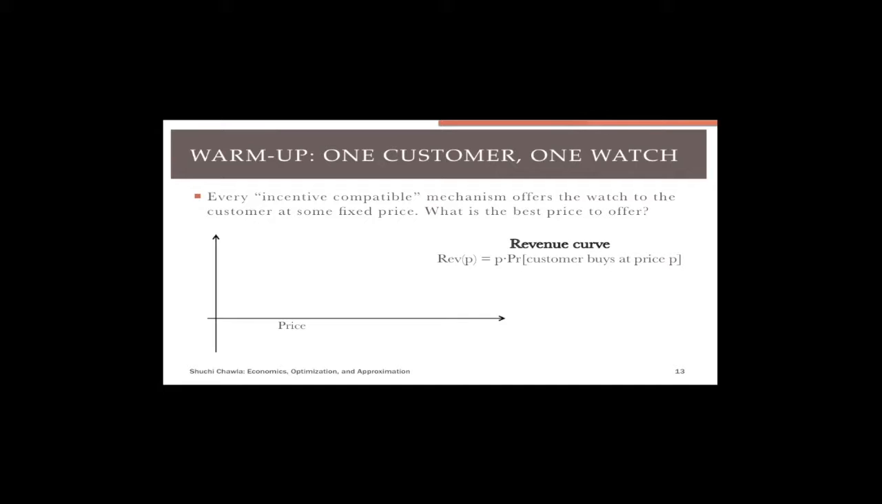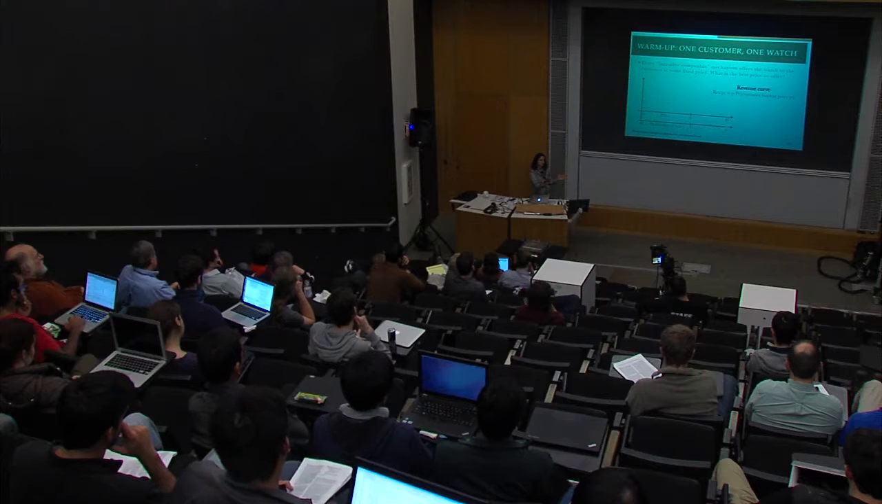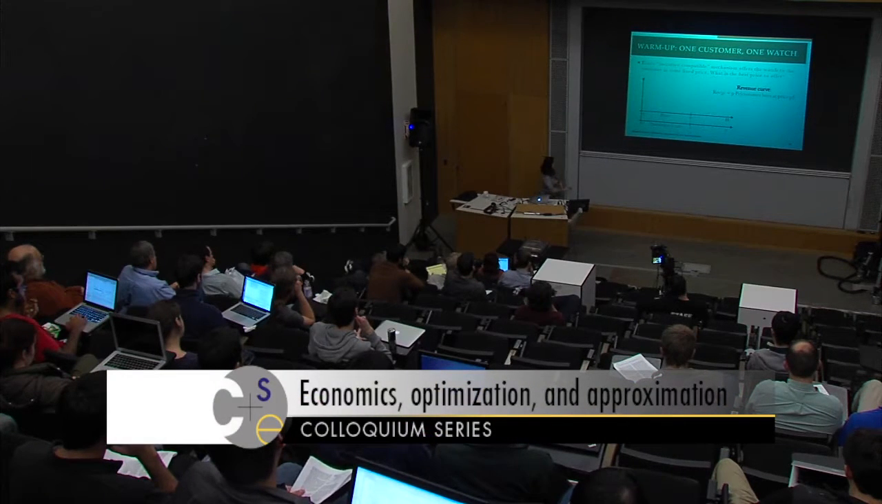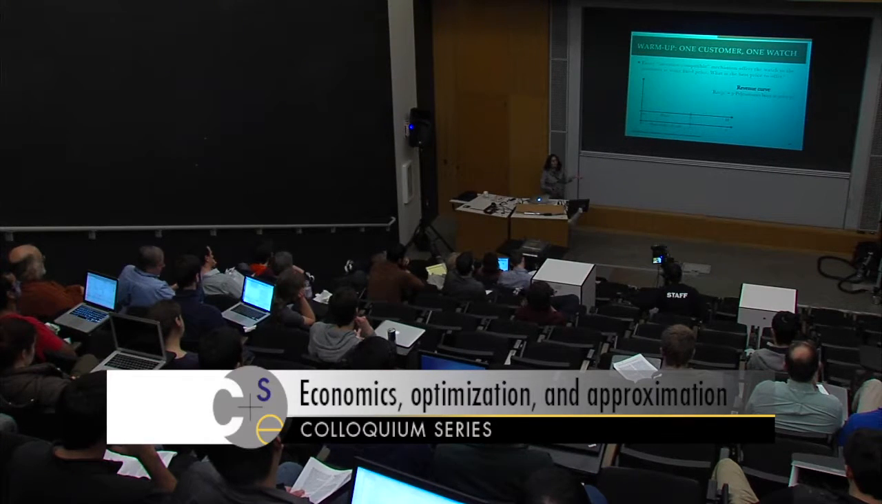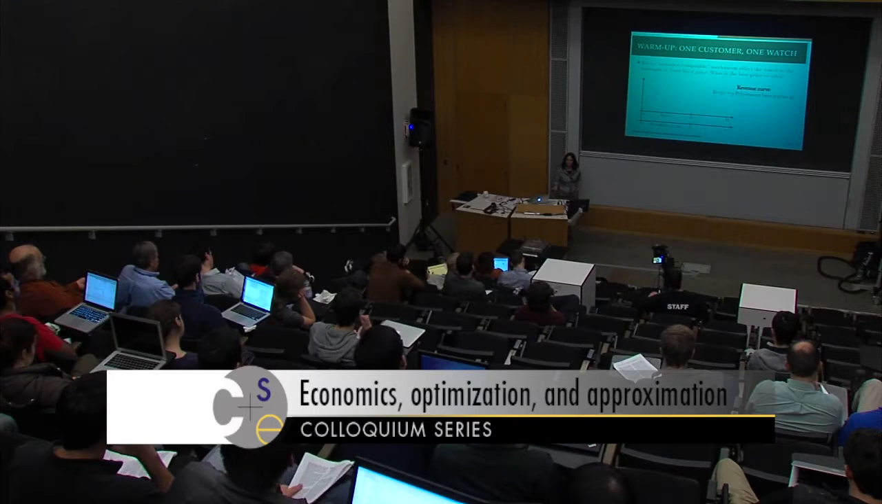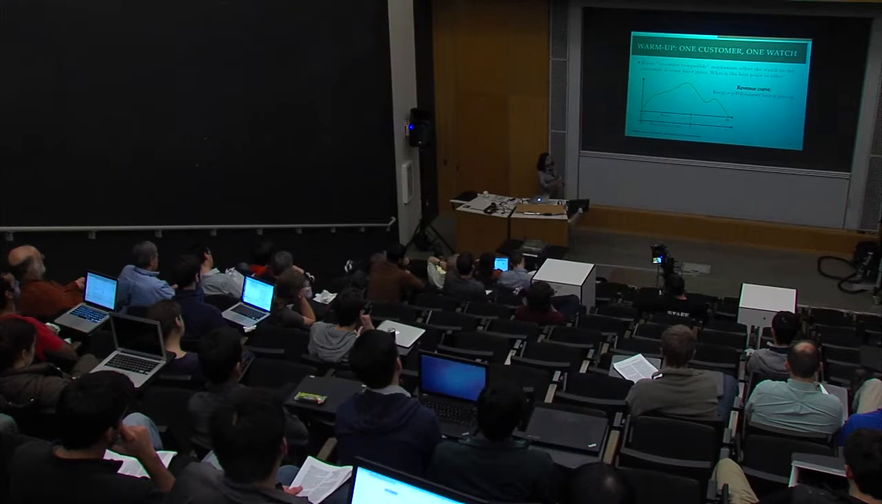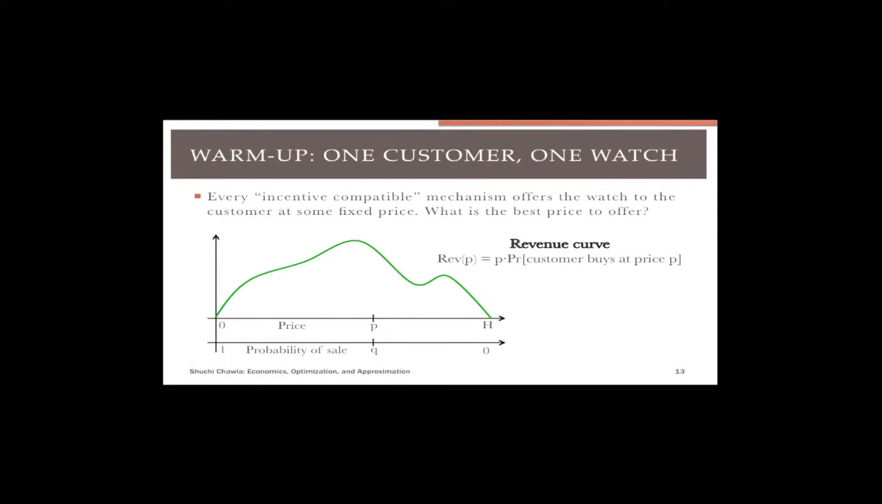Okay, so let's plot this as a function of price. And of course, we're going to need to specify what this probability of sale is. And this is essentially coming from a demand curve that defines the market. Okay, at any particular price, what fraction of people want to buy the watch? When the price is really small, everybody wants to buy the watch. The probability of sale is 1. When the price is really large, nobody wants to buy the watch. The probability of sale is zero. And we can take the product of these two, and we can plot the product, and that's the revenue curve describing this market for the watch that we are selling.